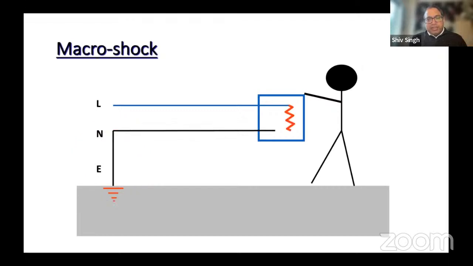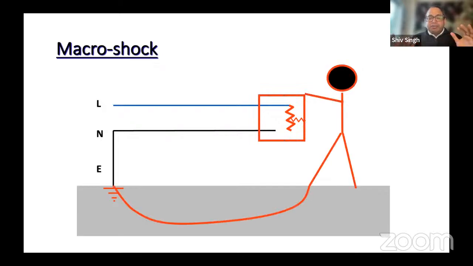Nothing happens. But if there is a disconnection and the live wire comes into contact with the body, now if you touch it and you are standing on the earth, that is, there is no insulation between your body and the earth, then the current will flow back through the earth to the earth where it is attached to the neutral at the substation, and then you will get a shock. So that's how macro shock actually happens.